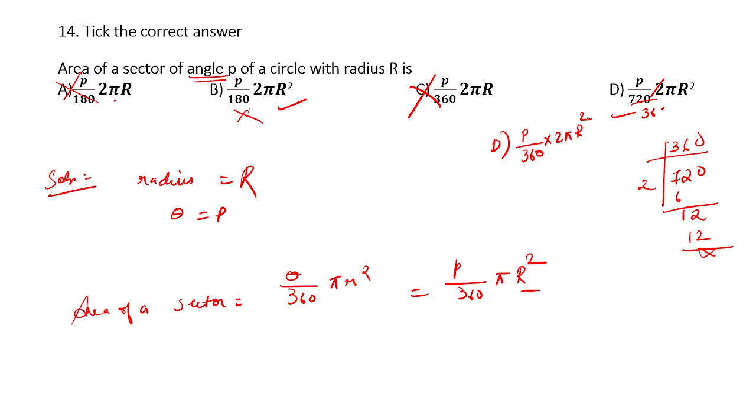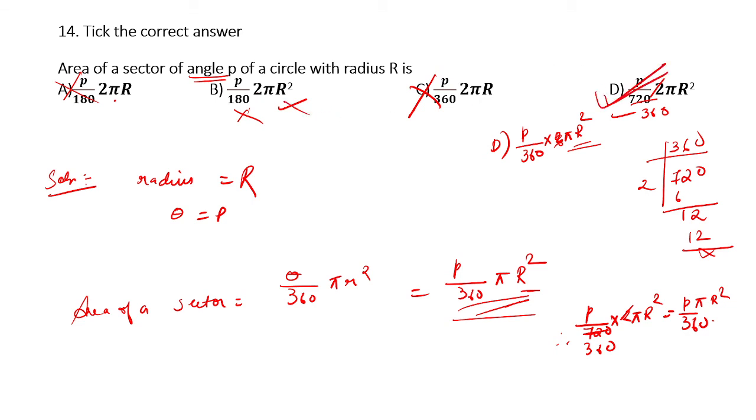r square. Clear? If you cancel out 2 from here, it's the same thing as small p by 360 into pi r square. Because why is this so? Because when I cancel out 2 with 720, I get 720 as this. That means, let me just write here, P by 720 into 2 pi r square. You cancel out with 2 into 3 and 360, so you're left with p pi r square by 360. So you end up getting the area of a sector, which is this. That means the correct option is going to be D. Clear? This is going to be option number D.